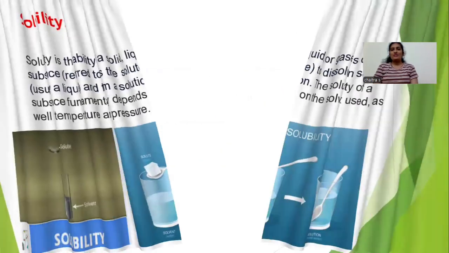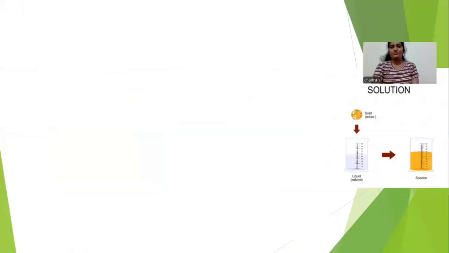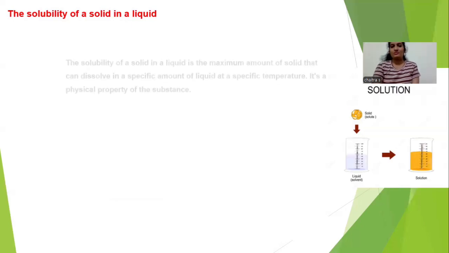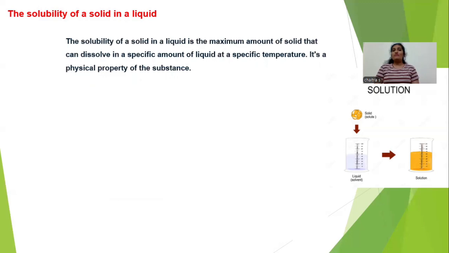And the next concept is solid in liquid. Here the solid is the solute and the liquid is the solvent. The solubility of a solid in a liquid is the maximum amount of solid that can dissolve in a specific amount of a liquid at a specific temperature. It's a physical property of the substance.